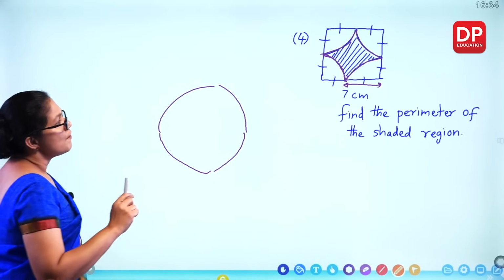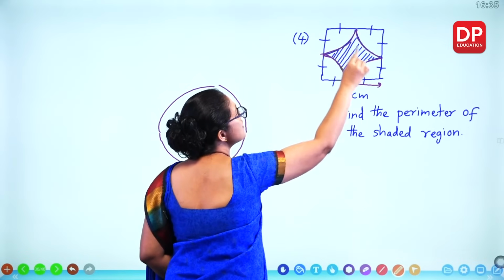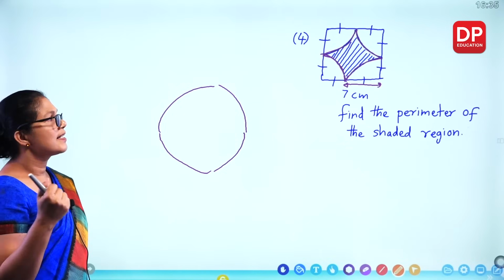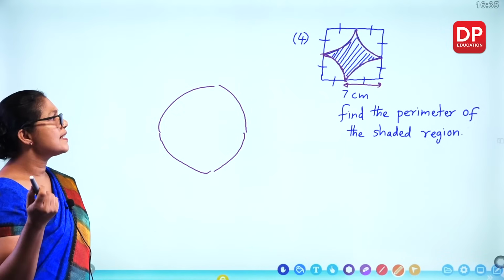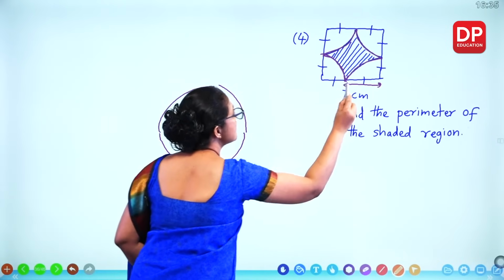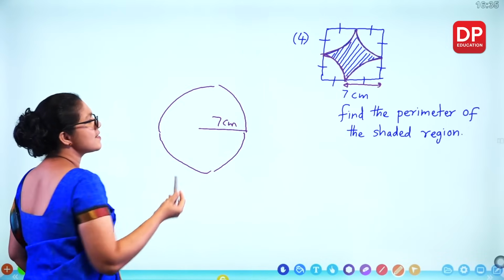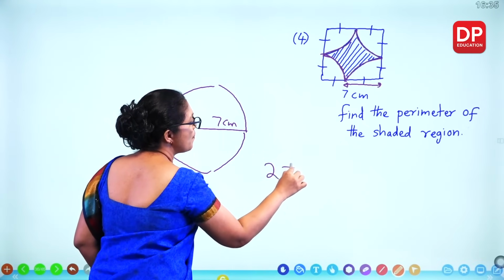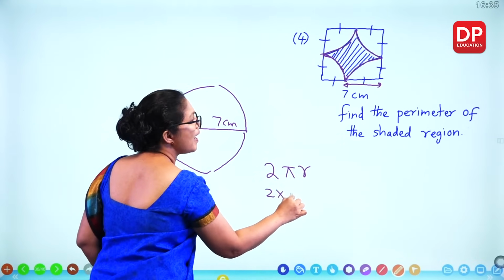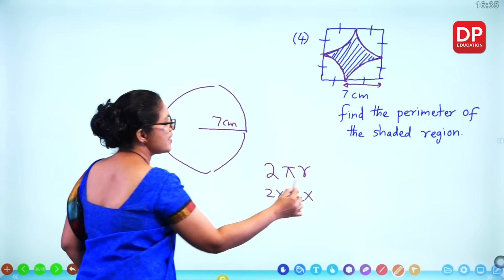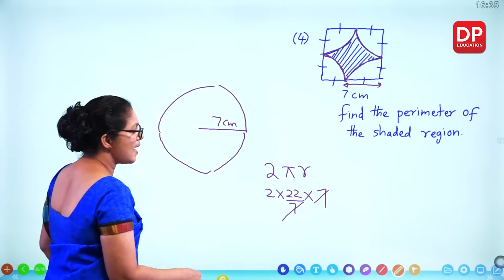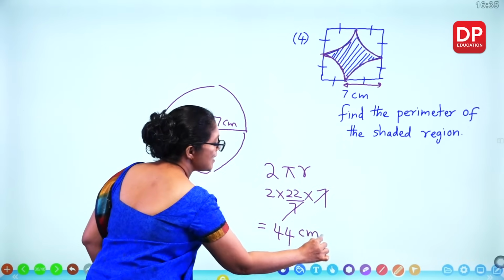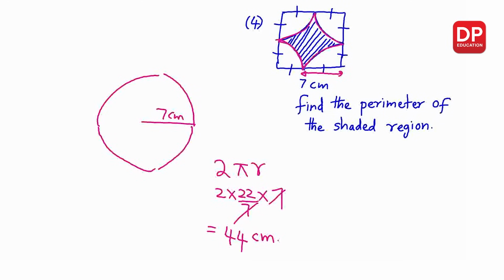So here, if you know this is one full circle, basically what's the perimeter? This is the circumference of a circle. Now we need to know what's the radius of this circle. So we can see radius is given 7 centimeters. So here what's the perimeter of this shaded region? You can use straight away 2 pi r. So 2 times pi is 22 over 7 and r is 7. So here 7 get cancelled out. 2 times 22 is 44 centimeters. That's the perimeter of the shaded region.